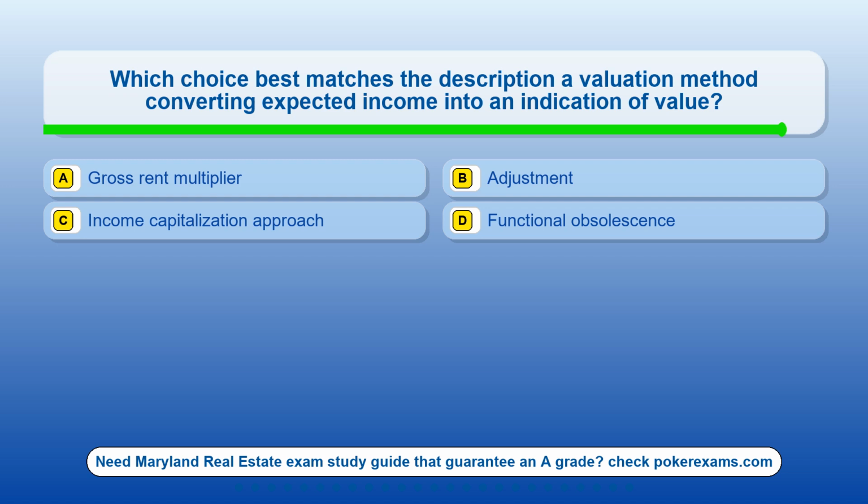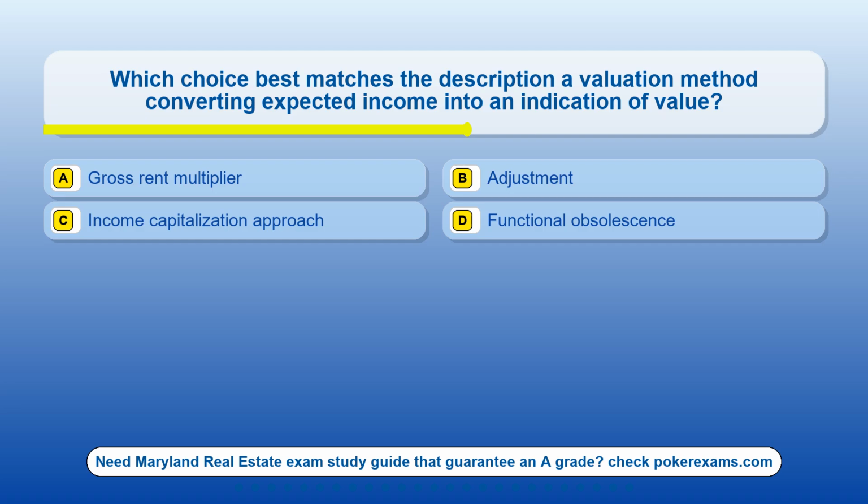Question 1. Which choice best matches the description: evaluation method converting expected income into an indication of value? Option A, gross rent multiplier. Option B, adjustment. Option C, income capitalization approach. Option D, functional obsolescence.